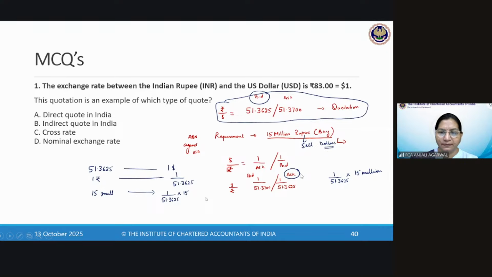Yes, ma'am, clear. Great. Right, so let's quickly do some of the MCQs here. Is this okay? Perfectly? So the first one: the exchange rate between INR and USD is rupee 83 equal to $1. Which type of quote is this? What is the right answer? We'll discuss. Direct quote. Direct quote for India. Complete answer is it is a direct quote in India.